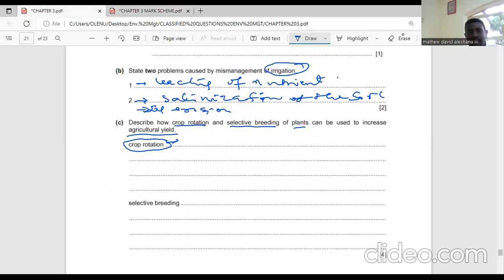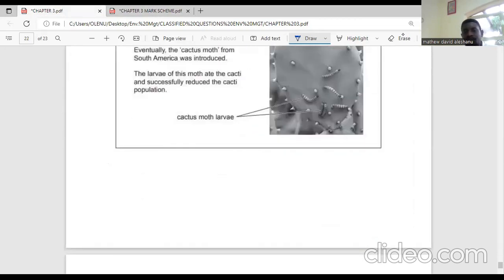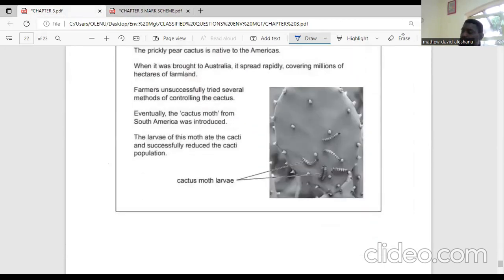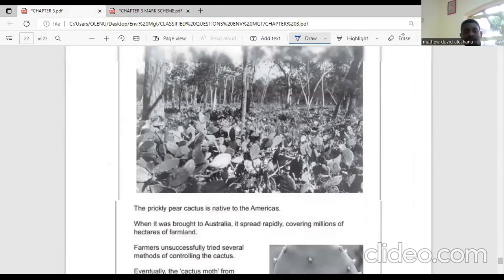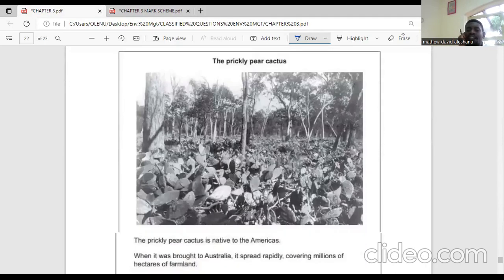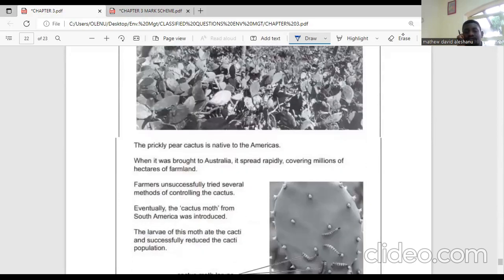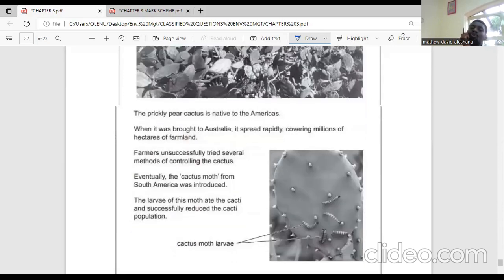Now, the next question here is this. They said the fact sheet contains information about the prickly pear cactus in Australia. The prickly pear cactus is native to the Americas. When it was brought to Australia, it spread rapidly, covering millions of hectares of land.